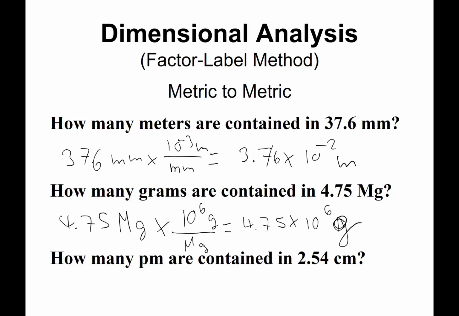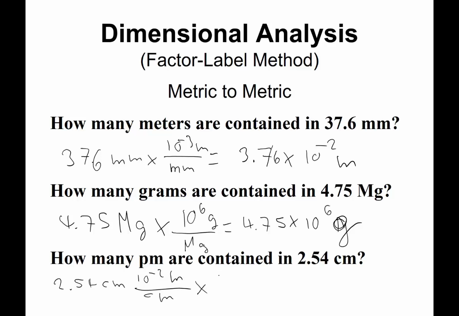And finally, a metric conversion, well, no, it's picometers to centimeters. So this is a two-step conversion. It's going to get a little tight for me down there on the device I'm using, but you have 2.54 centimeters. Step 1, there's 10 to the minus 2 meters equal to 1 centimeter. And in the second step, we convert to picometers, meters to picometers.